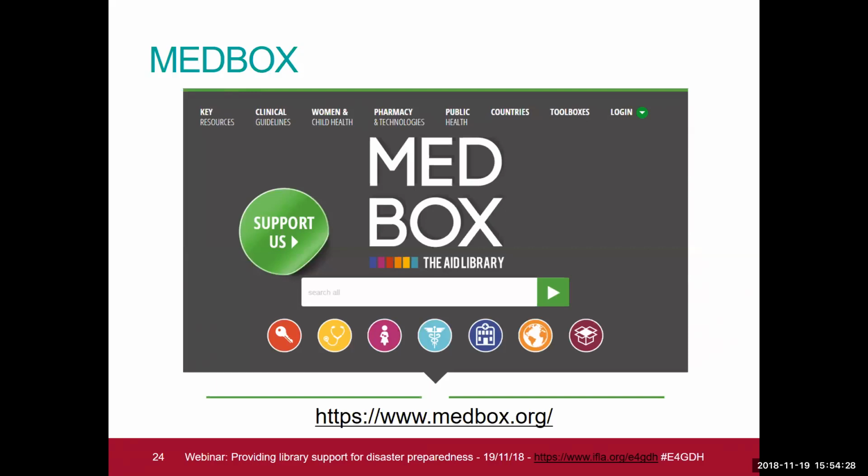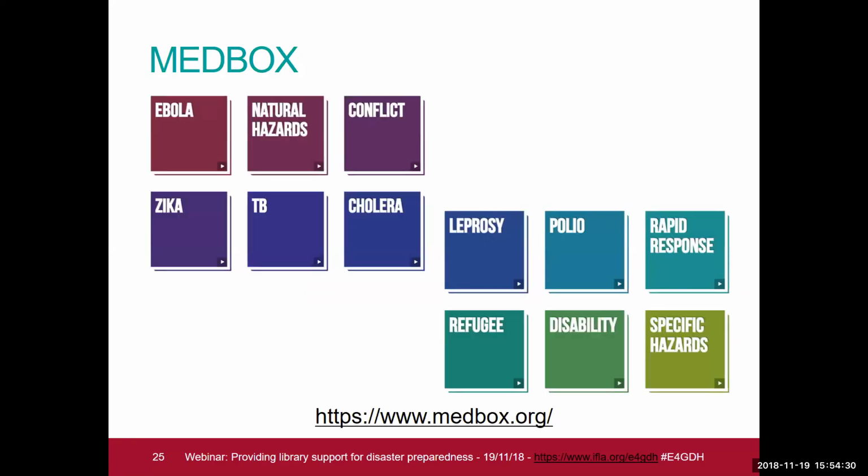There are 12 toolboxes. You can see them all here. Ebola, natural hazards, which provides situation reports and updates on natural disasters. Conflict, which includes situation reports on Syria, Sudan, and the Myanmar, Bangladesh Rohingya crisis. The Zika virus, tuberculosis, cholera, leprosy, and polio. There's also one for rapid response, which contains situation reports and guidelines on different disease outbreaks, including yellow fever, the plague, Zika virus, and cholera.